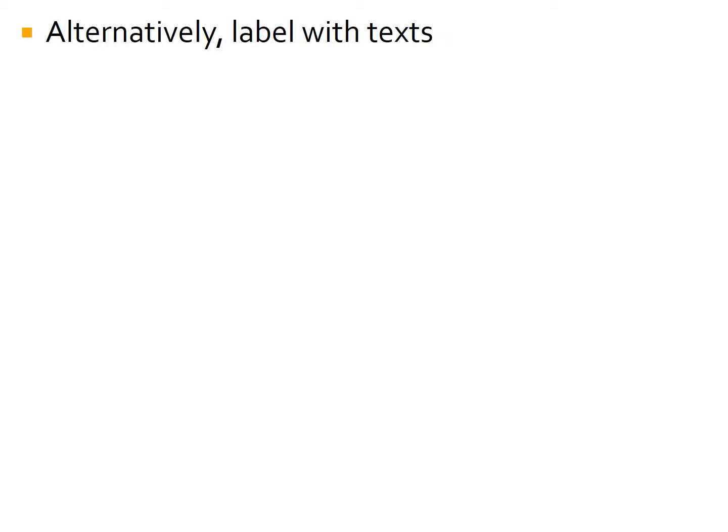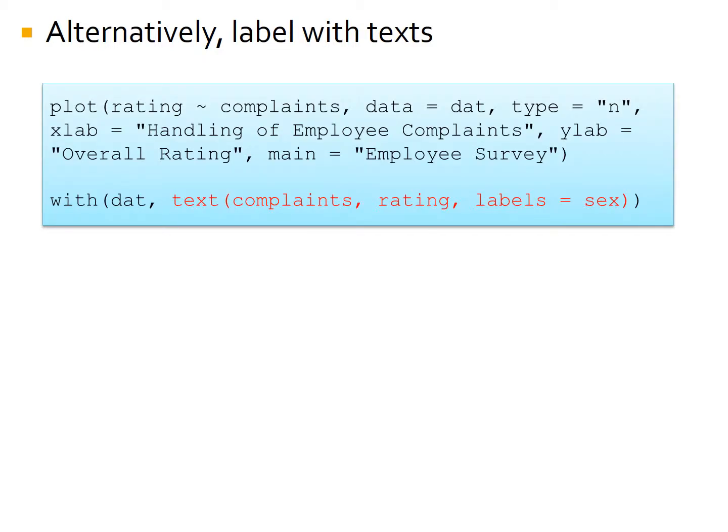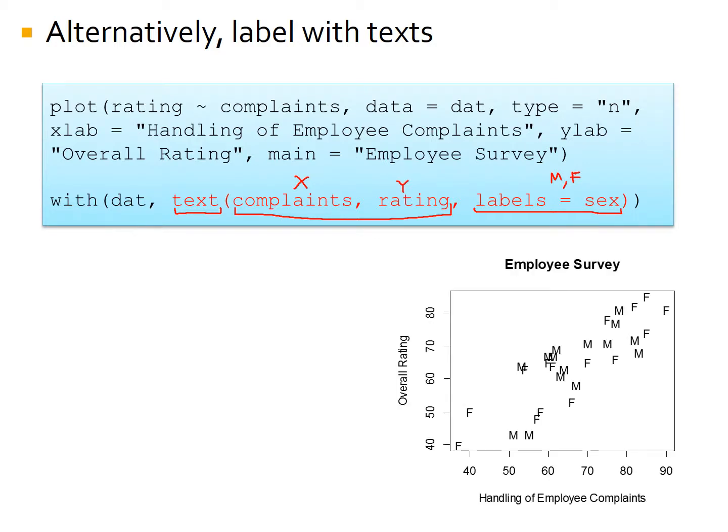Alternatively, I don't like the red triangle and blue triangle. Why don't I just put the text to represent the points? So I use the plotting function again, the same thing. But this time, I use the text function, and the coordinate is complaints on the X, rating on the Y, and label is sex that have male and female. So you will see this graph and it is quite nice as well to me. Alright.